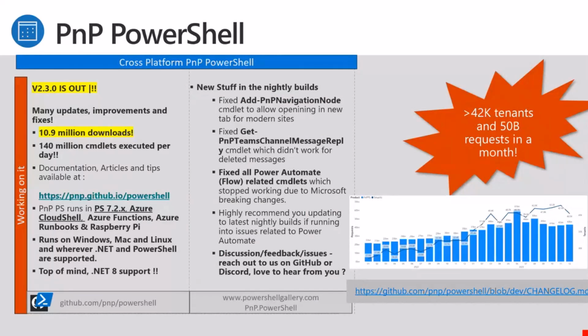All right, okay. So PowerShell side. I think the key thing to call out here is that there was some issue with Power Automate. So if you have Power Automate issues with your PowerShell scripts, just switch to the latest nightly build because the team fixed that. Furthermore, there are some couple of smaller fixes done, one around Add-PnPNavigationNode. So now you can say open the navigation node in a new tab, which you can do in the UI. You couldn't do that with the cmdlet.